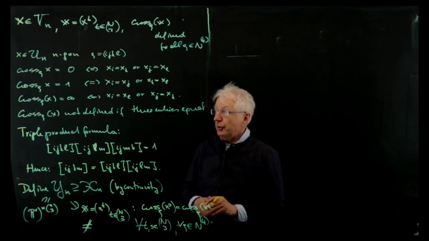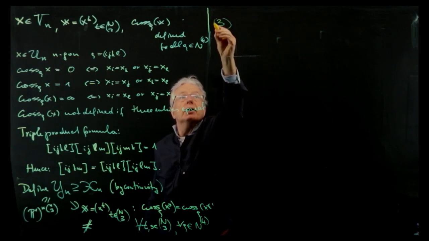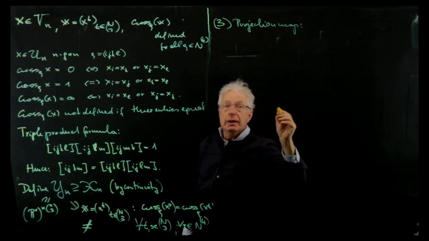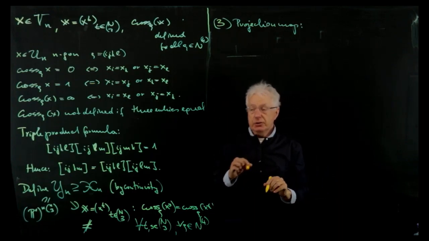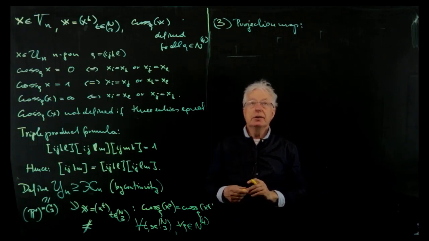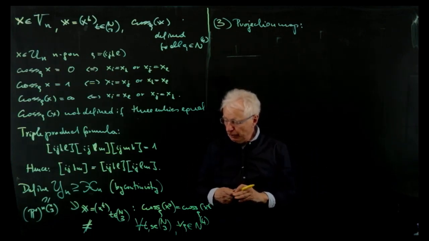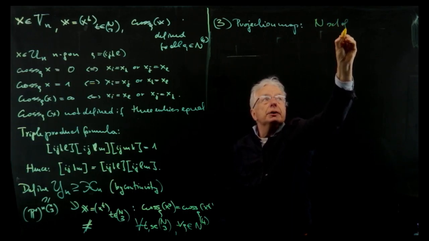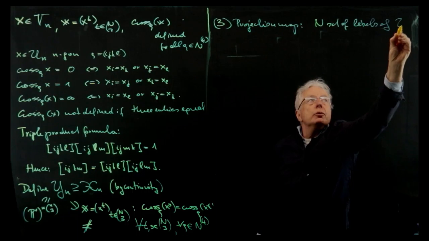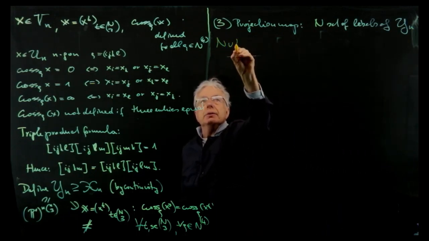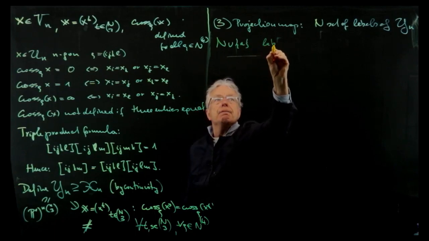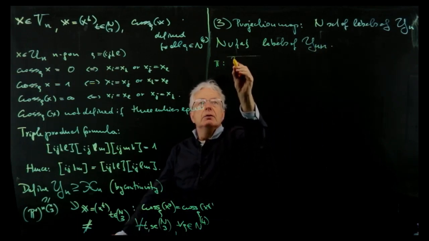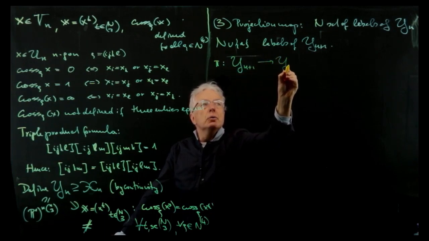OK. Construction number 3 is the projection map. Of course, I already sent you the notes where most of this material is inside, but often it is more convenient to hear it live than to read it in notes. So we take N, a set of labels of Yn, and then we add a new label A, labels of Yn plus 1, and then we consider pi from Yn plus 1 to Yn.